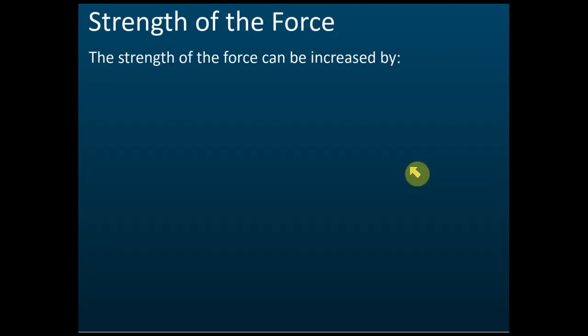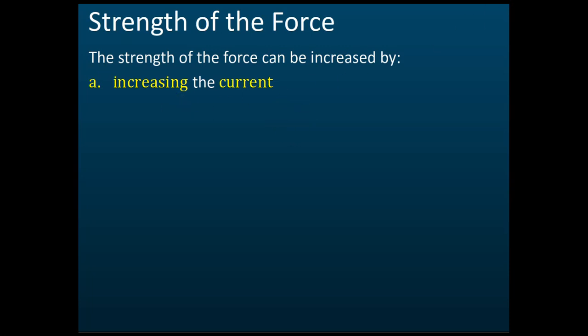Okay, after identifying the directions of the force, the next thing you need to know is the factors that affect the strength of the force. You can increase the current. The higher the current, the stronger the force. This is usually used to control the speed of a fan or the speed of a motor. So we increase the current, then we increase the magnitude of the force.